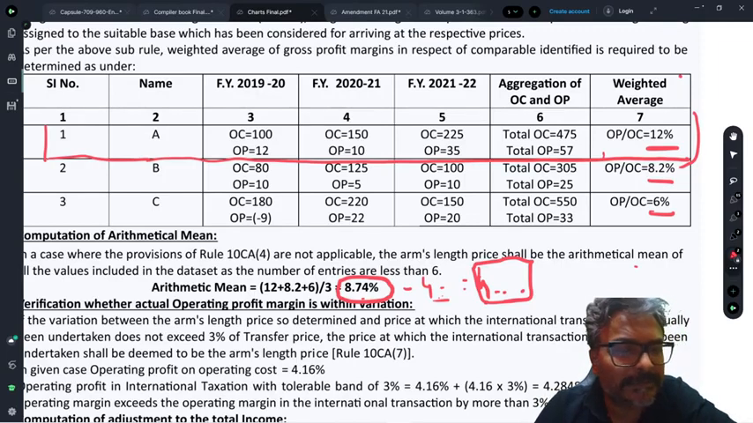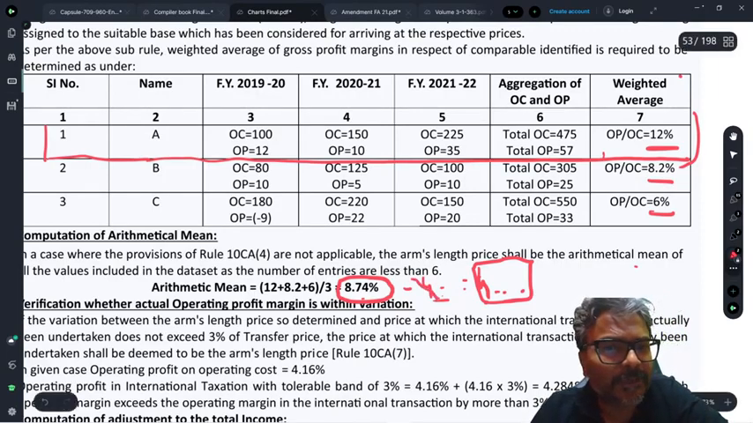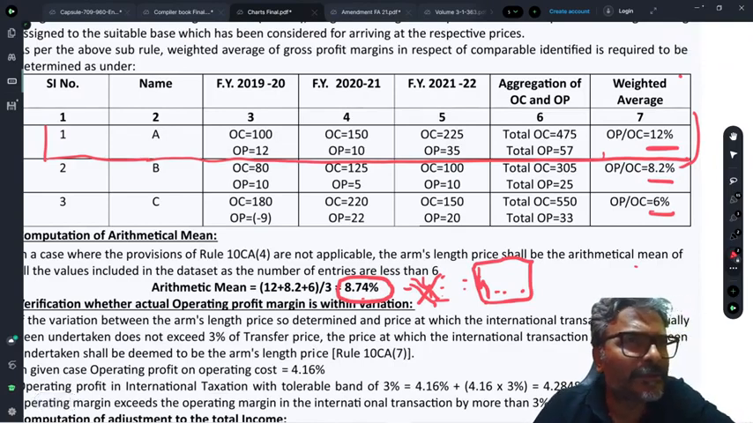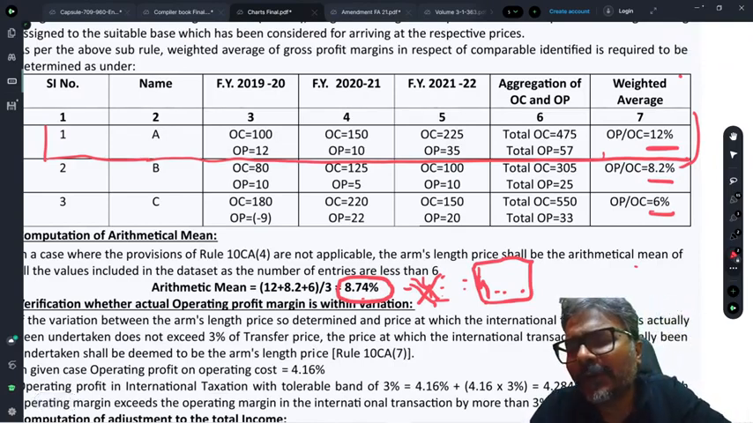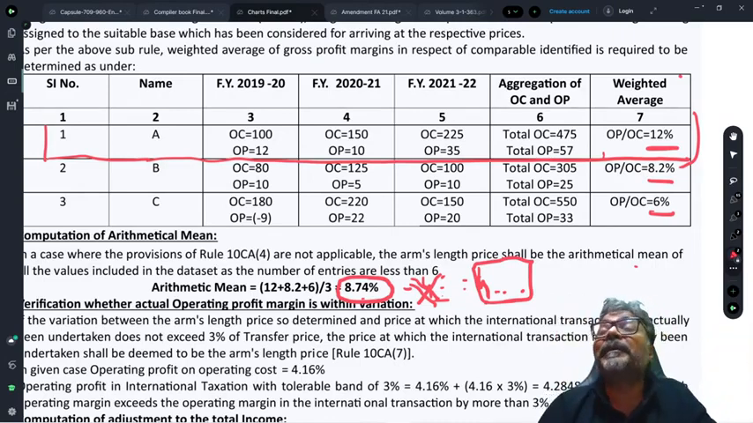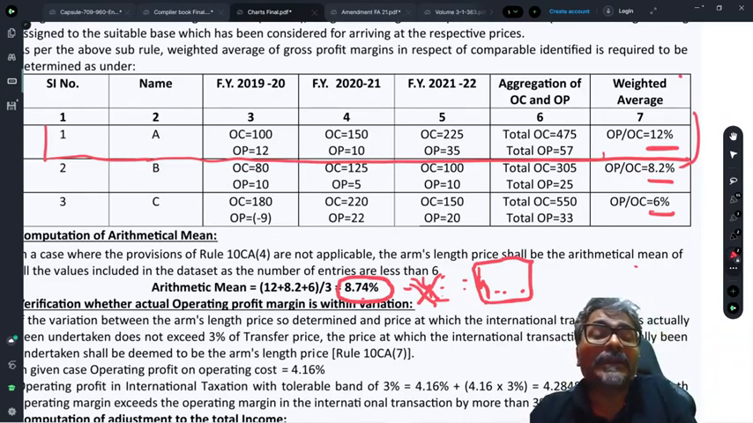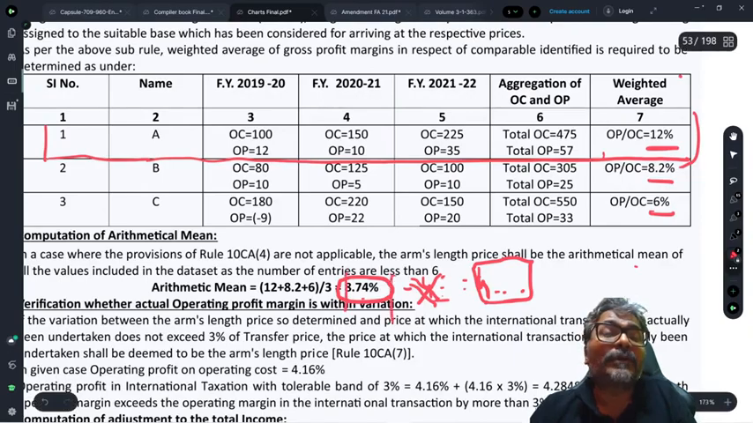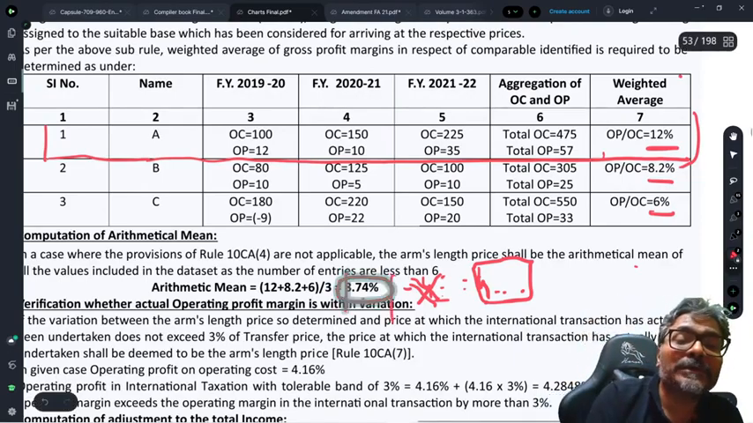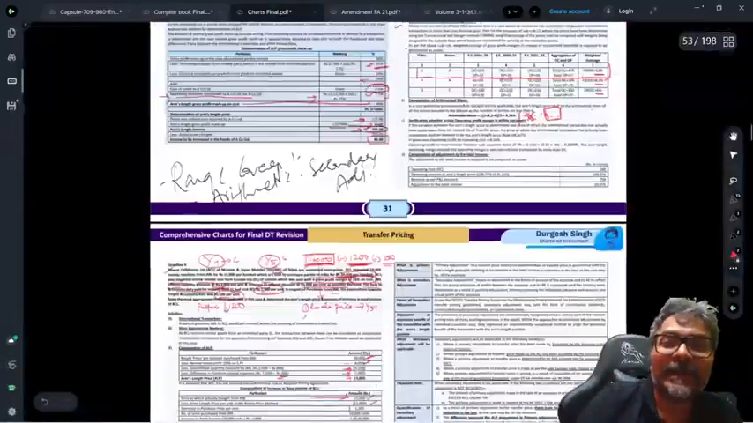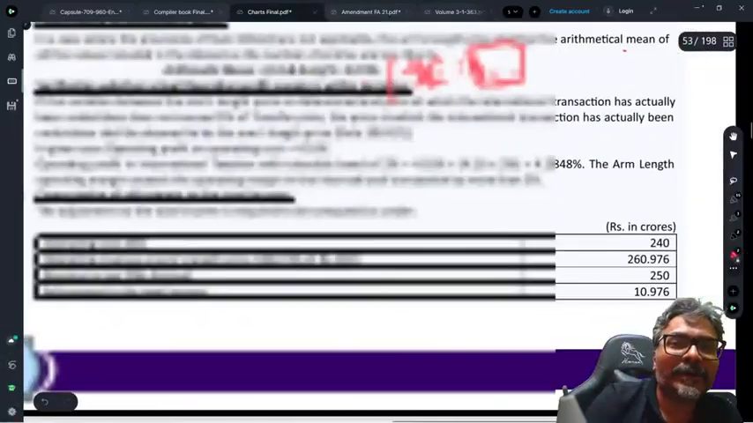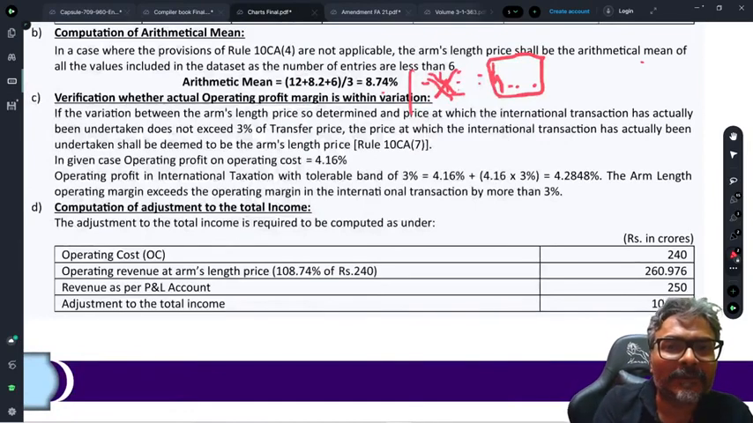And that being the case, students, I will then reject the operating margin given to you in the international transaction, and I will recompute the ALP based on the margin I have got, which is 8.74. So 8.74, students, is my final margin in this case. And on that basis, how do I go about it? The TNMM method is what I'm supposed to apply.